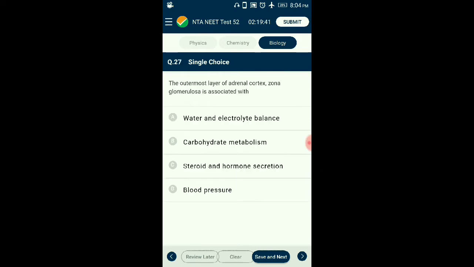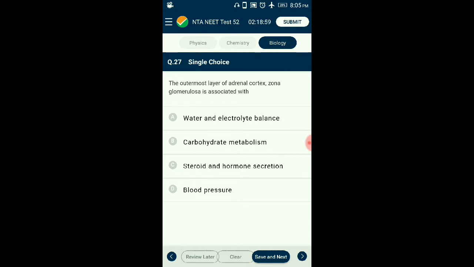Question number 27. The outermost layer of the adrenal cortex, zona glomerulosa, is associated with. The adrenal gland is composed of two types of tissues, the inner adrenal medulla and the outer adrenal cortex. The cortex can be divided into zona reticularis, zona fasciculata and zona glomerulosa from inside out. The cortex secretes various hormones commonly known as corticoids. Zona reticularis secretes androgenic hormones, also known as sex corticoids, which play a role in the growth of axillary hair, pubic hair and facial hair during puberty.